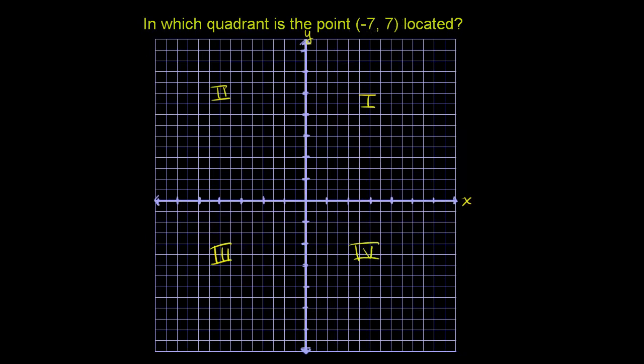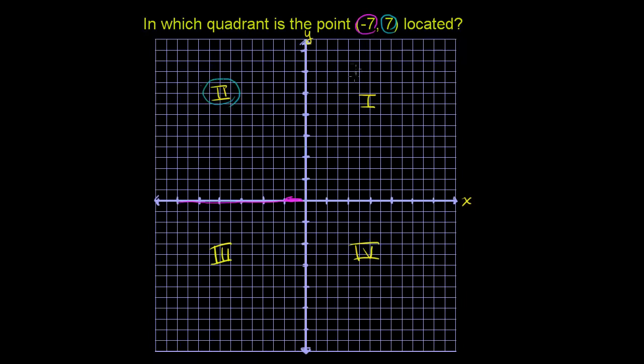You could just say, look, our x value is negative, so we're going to move to the left. We're going to be on this side right here of the coordinate plane. So just by the fact that the x value is negative, we're going to be in either the second or the third quadrant. Now, we know that the y value is positive. So if the x value is negative and the y value is positive, we're going to land someplace right over here in the second quadrant.